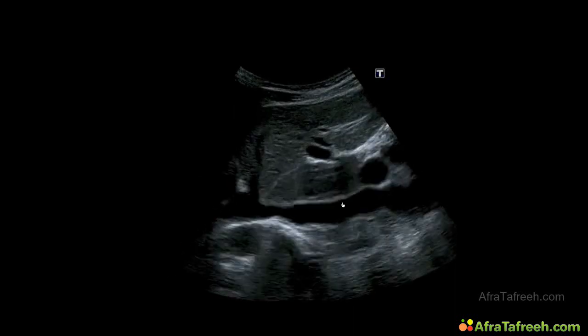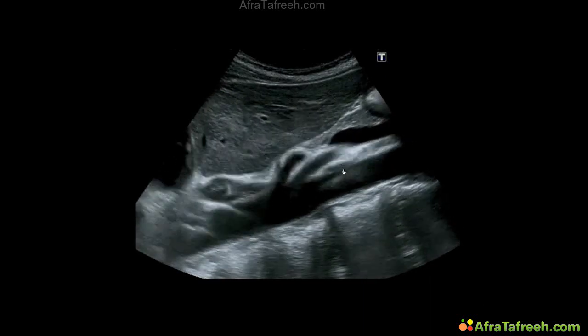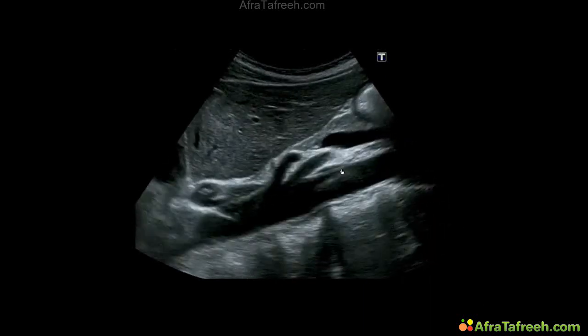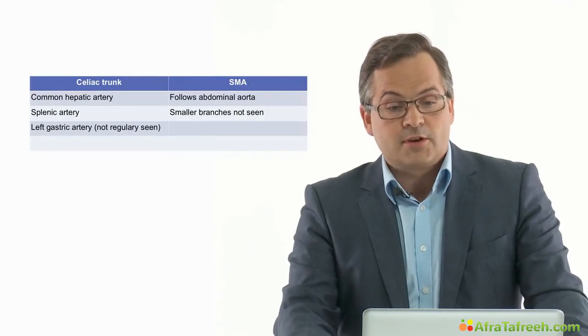We see double pulse, a thin wall, changing of diameter. It's the IVC. And over here, the aorta, single pulse, thick wall, and no changing of diameter. We proceed with the first branches of the aorta, the celiac trunk and the superior mesenteric artery.